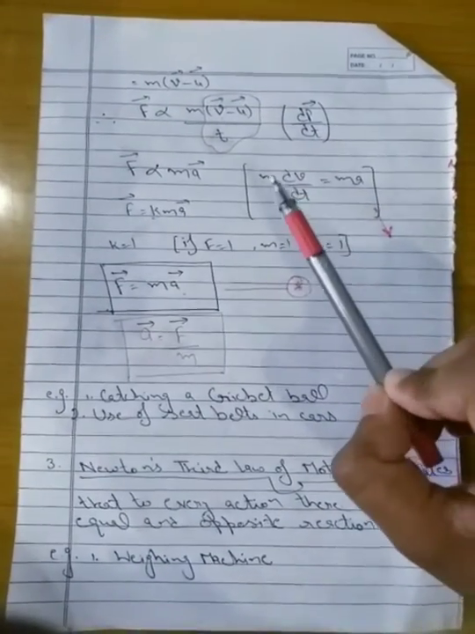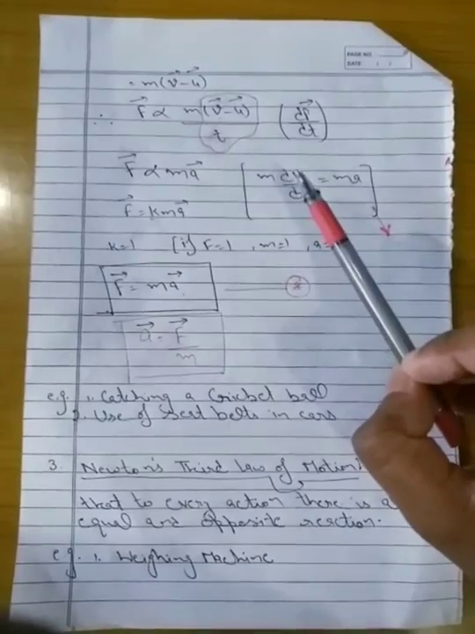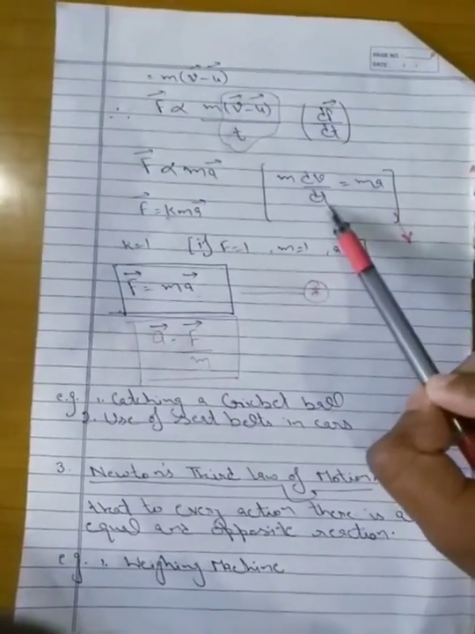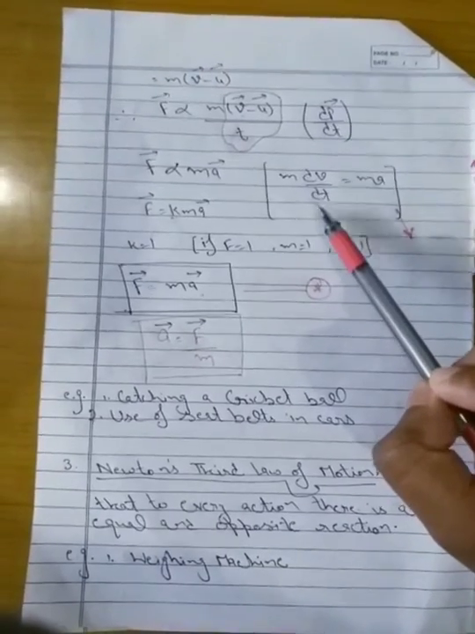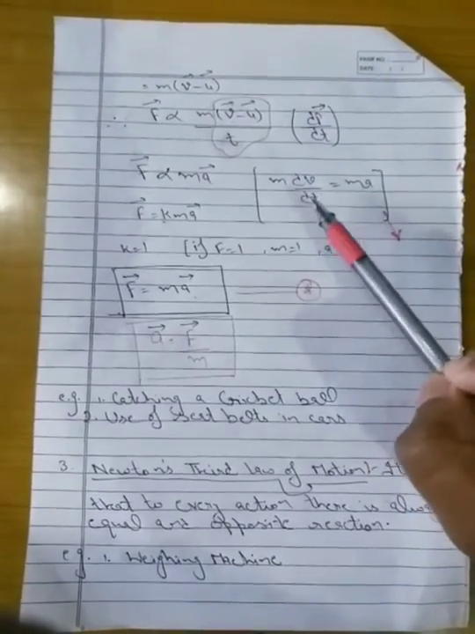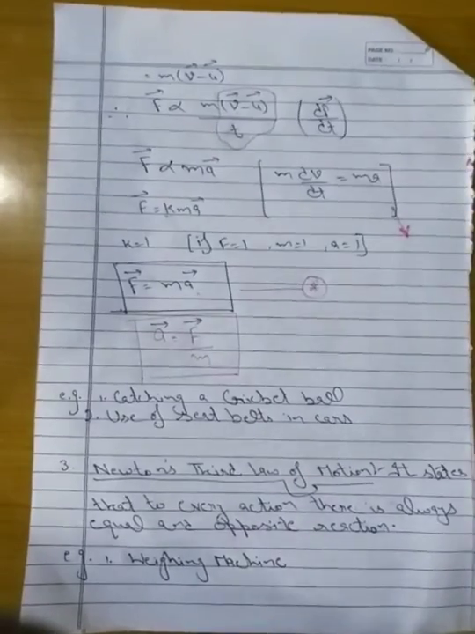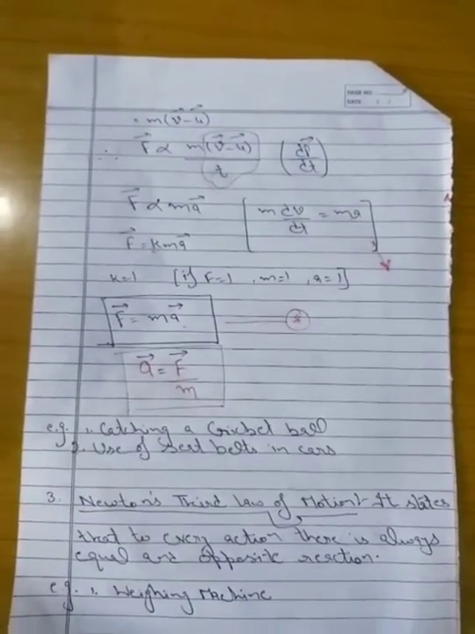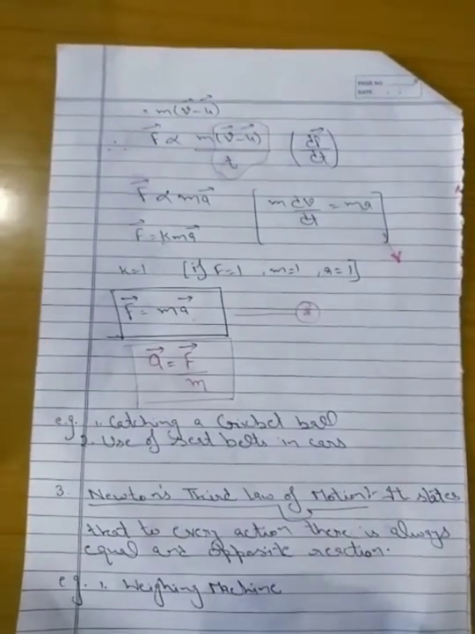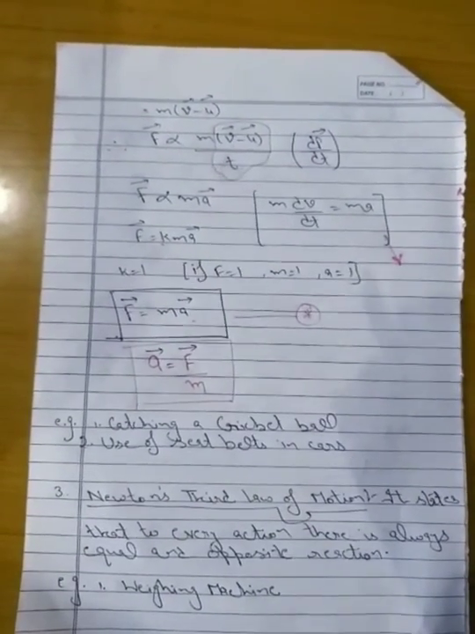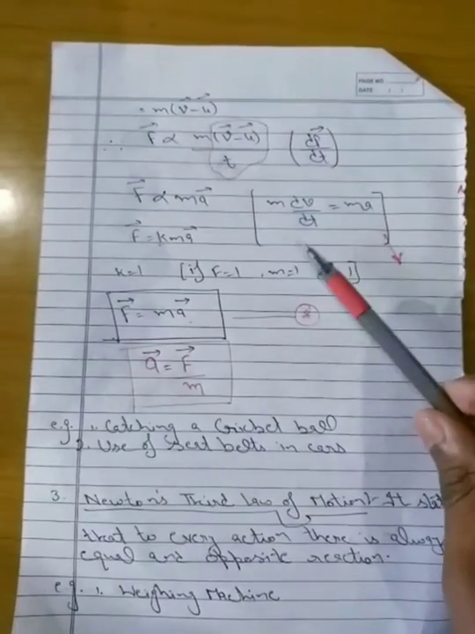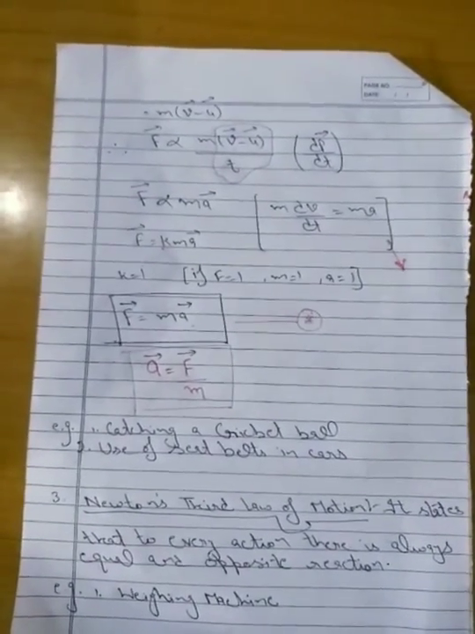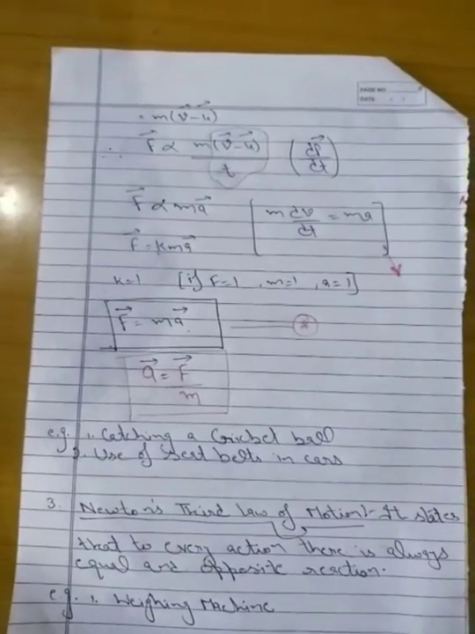The answer is no. If the body is moving with a very large velocity comparable to the speed of light, that is 3 into 10 raised to power 8 meter per second, then the mass of the body changes with the motion of the body. But as we are studying classical mechanics or analytical mechanics, and in our day-to-day life we cannot attain that much velocity comparable to the speed of light, so you can simply apply Newton's second law of motion in all the conditions.